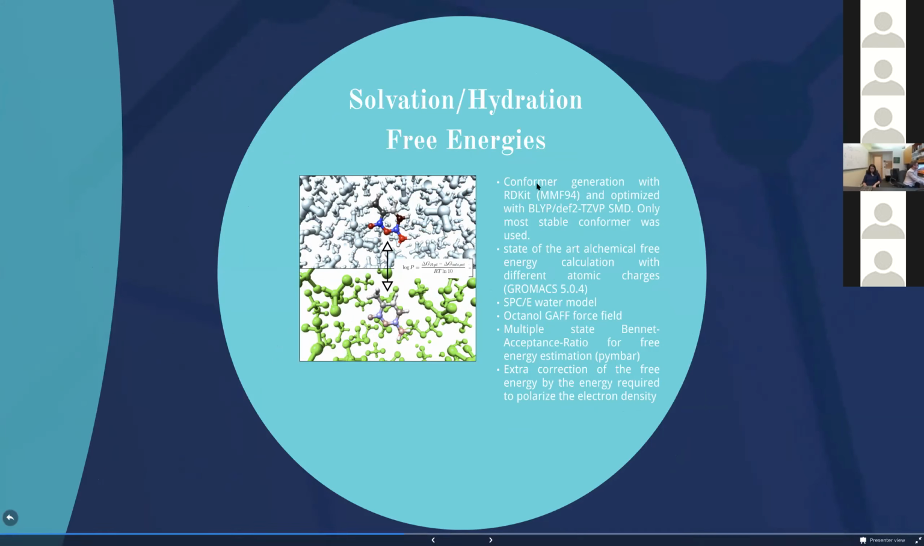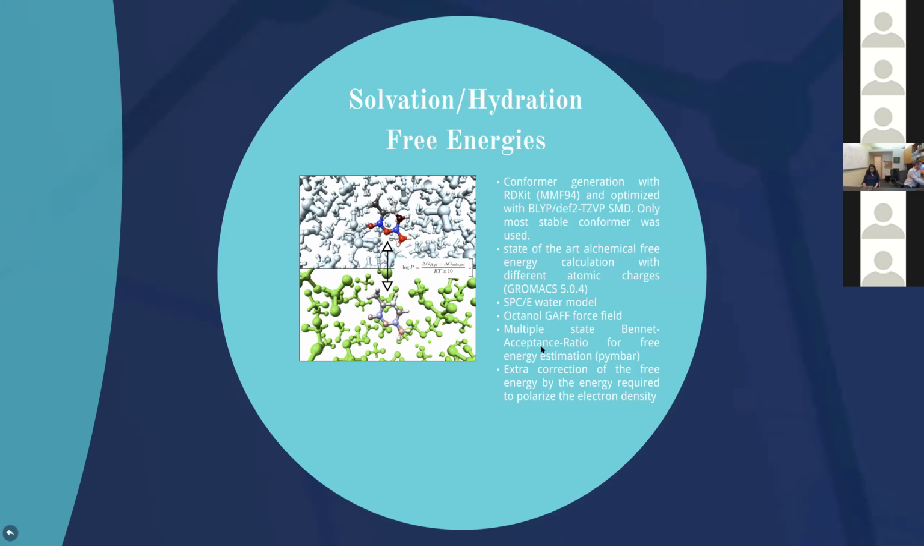We first generated the conformers with RDKit and optimized them with this electronic structure method. Then we selected from this the most stable conformer and did state-of-the-art alchemical free energy calculations with GROMACS. We used the SPC/E water model and the TIP3P water model. For octanol, we used the GAFF force field. We estimated the free energy by the MBAR method.